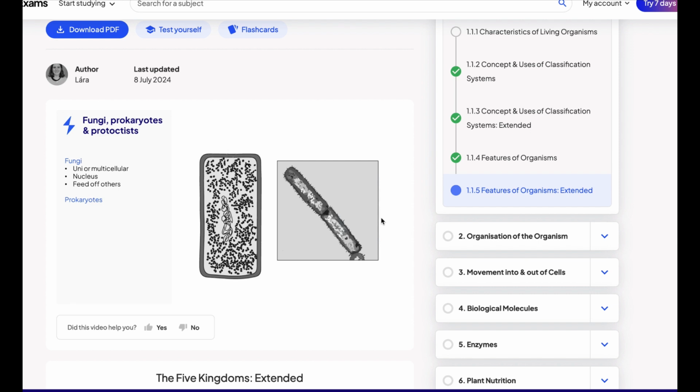Prokaryotes are generally bacteria, and they are single-celled or unicellular. They do not have a nucleus in their cell, and so are called prokaryotic, and are therefore very different to animal and plant cells. They do have a cell wall, but it is again different to plant cells.